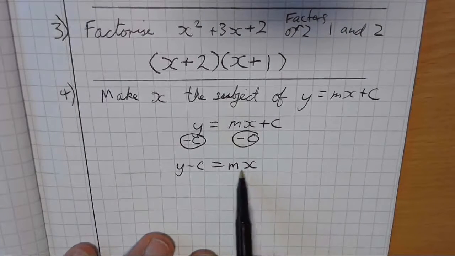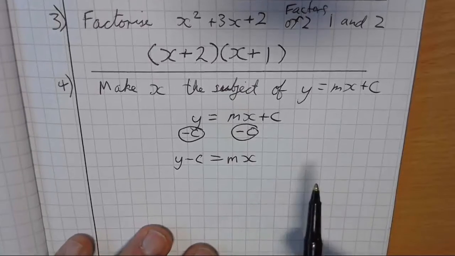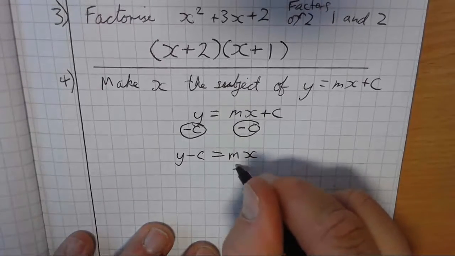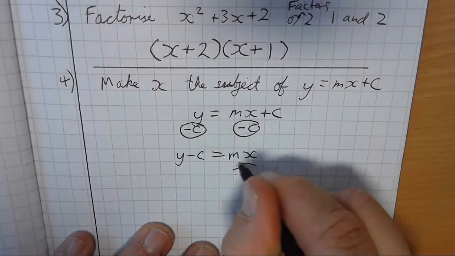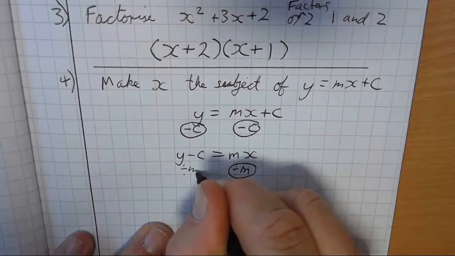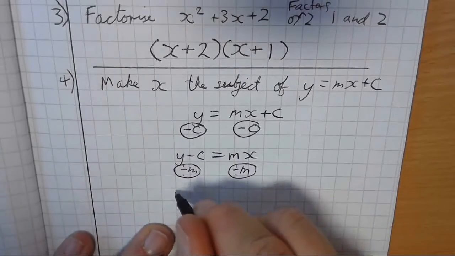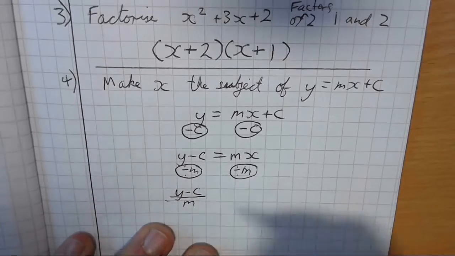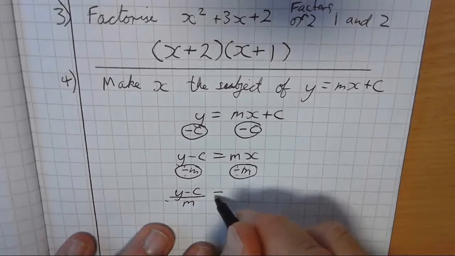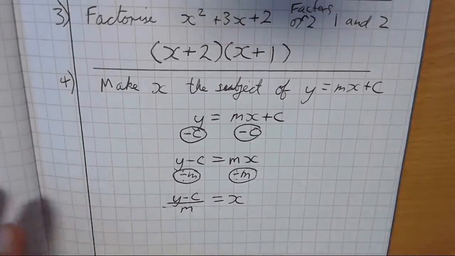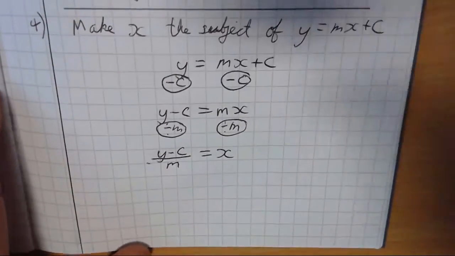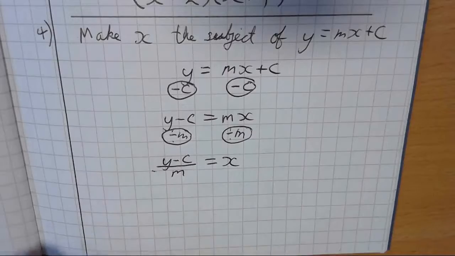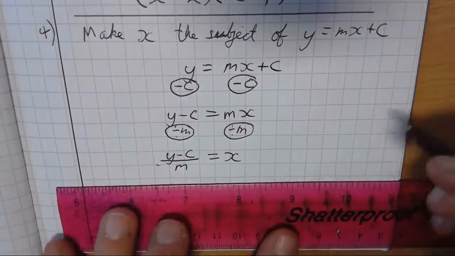So mx means m times by x. So I've just got one more step here, and that's to divide by m. If I divide this side by m, I have to divide this side by m. And it's the whole of this side that I have to divide by m. So all of y minus c, over m, is x. There's my answer. And we're going to put a line in, go on to question 5.